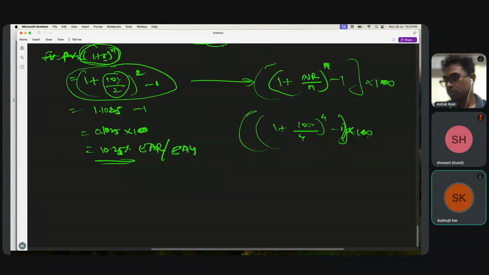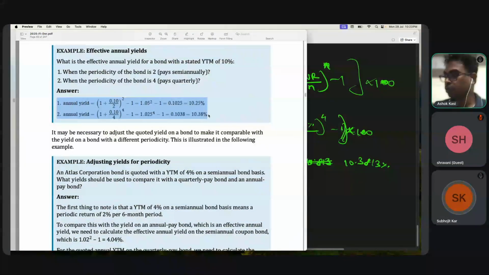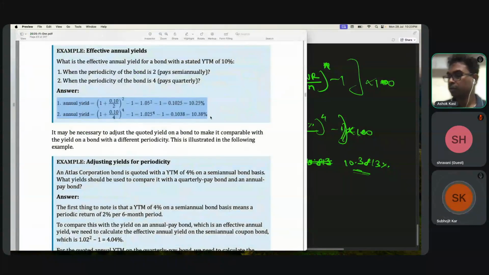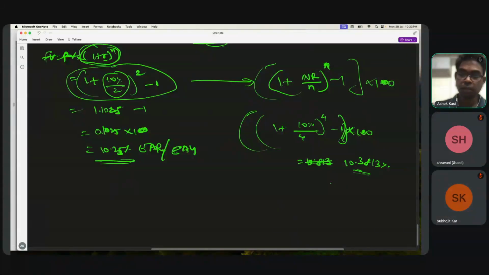So it's 10.3813 percentage. Yeah, so this is quarterly, 10.38 quarterly. Okay, now there is a shortcut also to do this, so I'll show that shortcut.